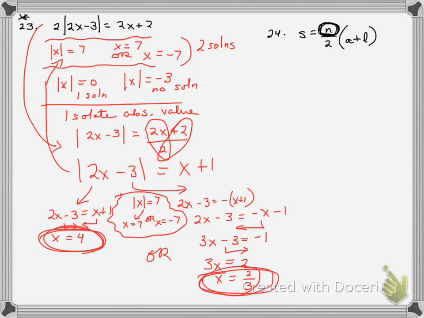Okay, so I'm going to solve for n. This is s equals n over 2 times a plus l. Okay. So I need to get rid of everything on the right-hand side but the n. To get rid of this 1 half, a division by 2, I could multiply both sides by 2. Copy everything else just like you see it. To get rid of this, this is a multiplication times the n. I'm still trying to solve for the n. This is a multiplication, so I would divide.